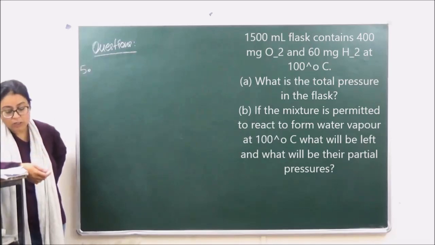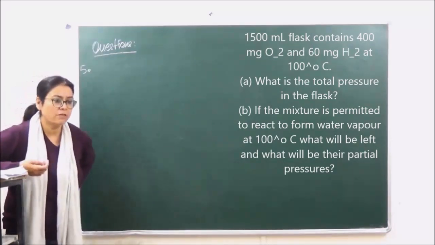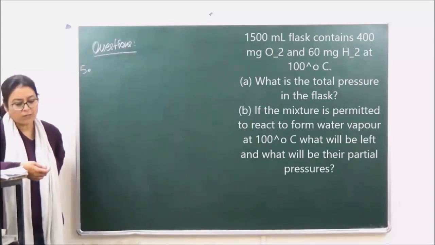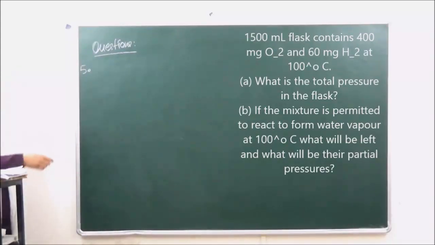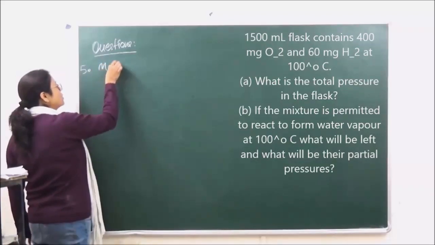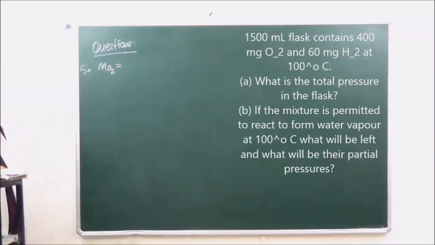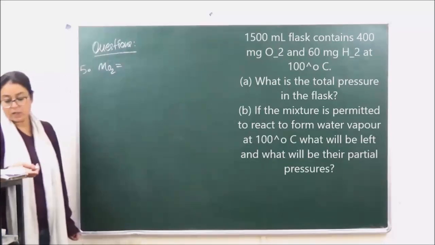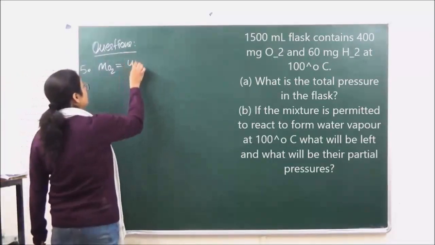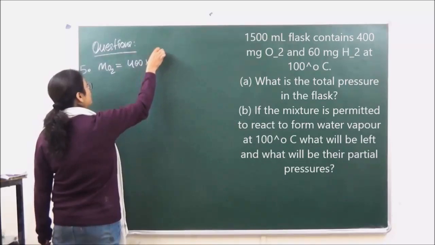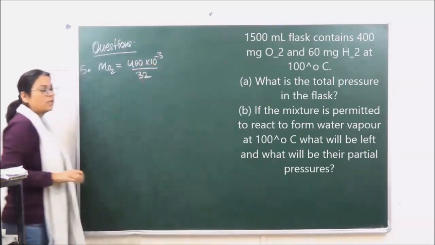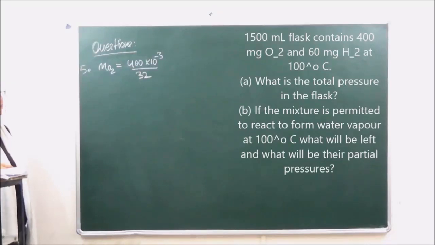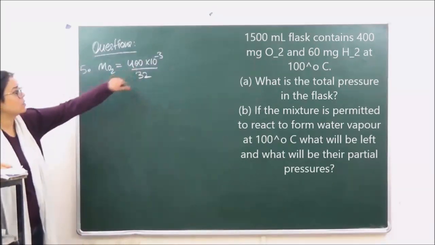First they are saying what is the total pressure. In order to calculate the total pressure, we first need to calculate the number of moles of each of the gases. ठीक है? So first we will calculate the number of moles of oxygen. Oxygen उन्होंने हमें कितना दिया है? 400 mg. mg में दिया है और molecular mass grams में होता है. So you need to first convert milligrams into grams. Okay? So that will be equal to what? 400 into 10 raised to power minus 3 divided by 32. Okay? Clear? We have converted milligrams into grams over here.